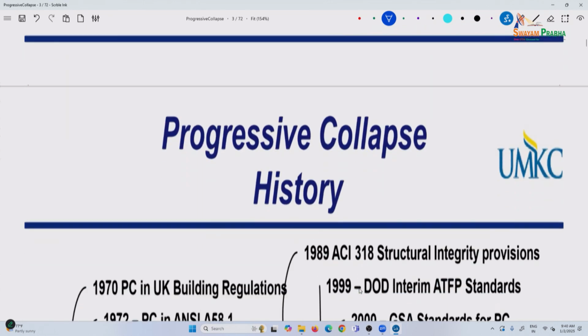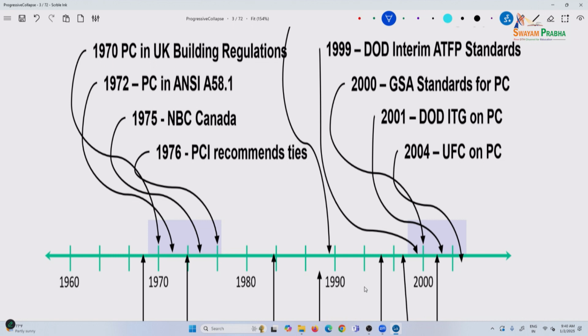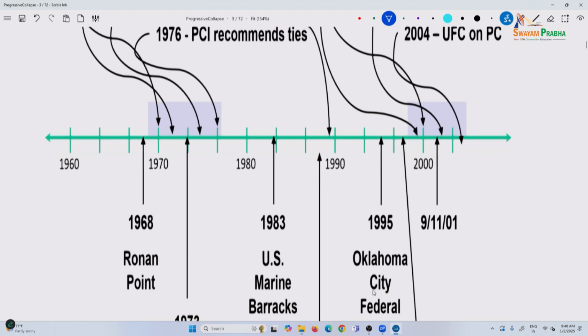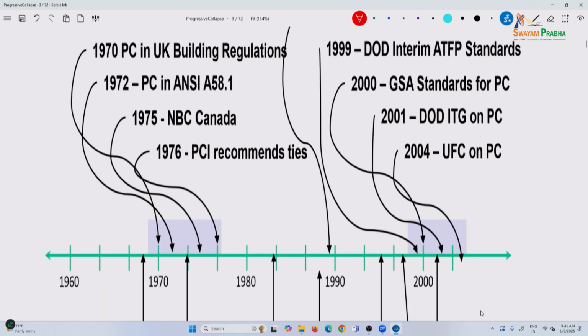So, a little bit of the history, and it is actually very recent. This is a timeline from 1960 to 2000. As we see, the events are what guide the design development. The first one was an apartment building, not even 58 or 56 years old, the Ronan Point collapse, as they said. We'll look at some images. That was the first starting point.